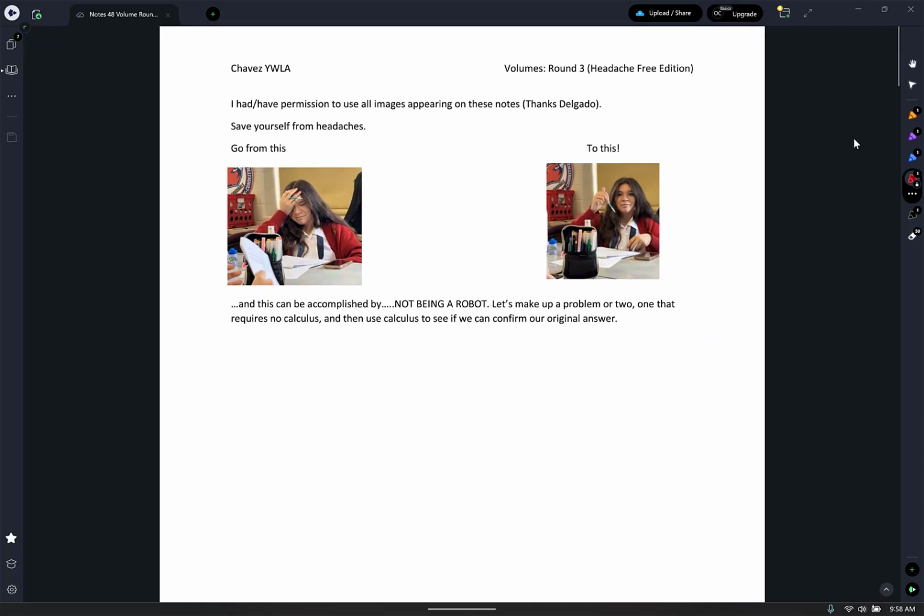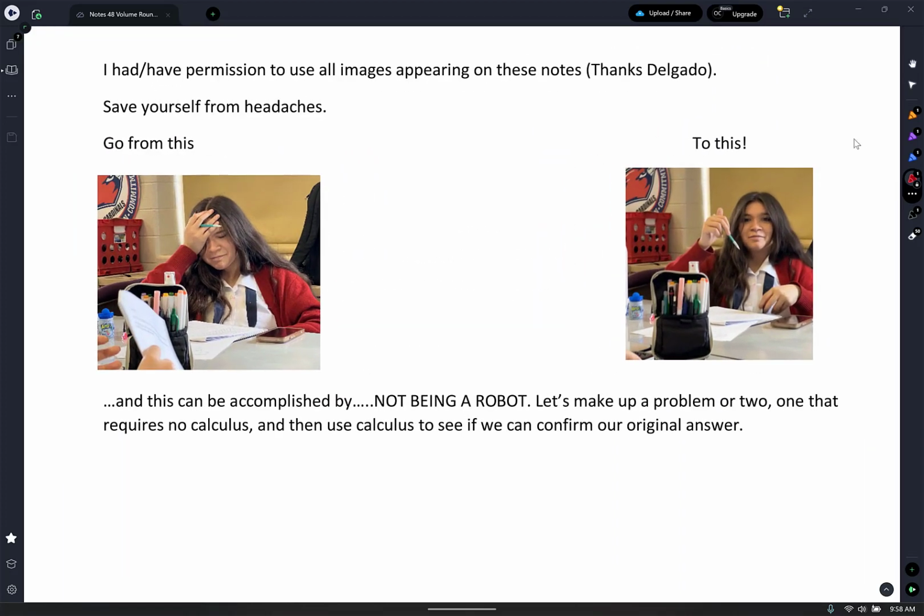Are these new notes? Yeah, these are brand new. These are brand new notes. So yeah, this is the headache edition, the headache-free edition.